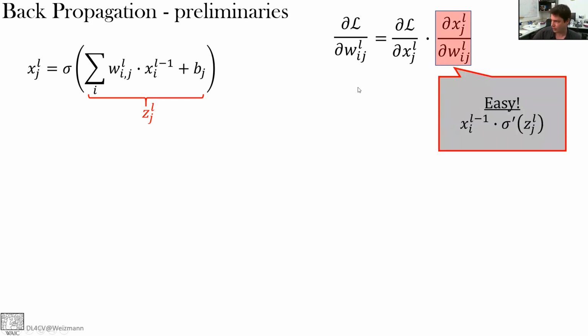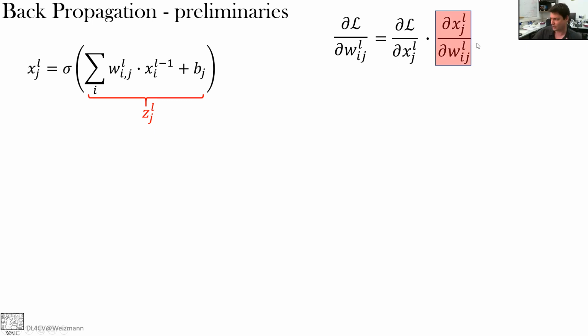So I wanted to ask you: can you help me, please, to find what this expression over here is? I claim this is a very easy calculation. Can anyone help me with that? It's the derivative of the activation function at z multiplied by the x's, just the x's in the same layer, x_i sub l minus 1.